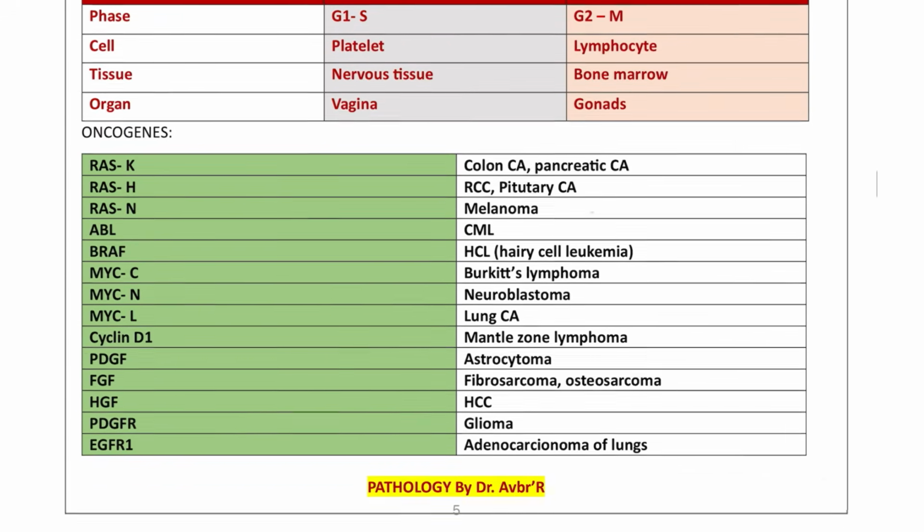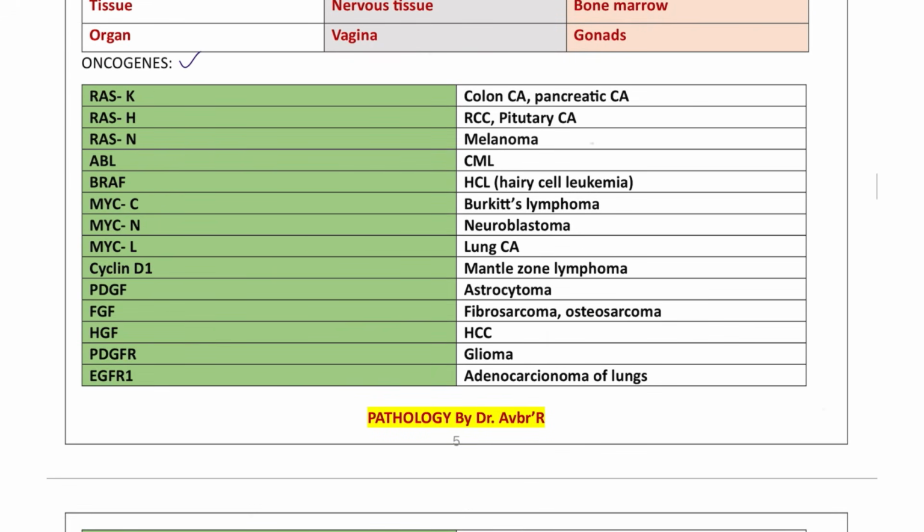Right? Next, coming to the genes, oncogenes. RAS-K is for colon cancer, RAS-H for RCC, that is renal cell carcinoma, RAS-M is for melanoma, ABL is for CML, BRAF gene is for hairy cell leukemia, MYC-C is for Burkitt's lymphoma, MYC-N is for neuroblastoma, MYC-L is for lung carcinoma. Cyclin D is for mantle zone lymphoma.